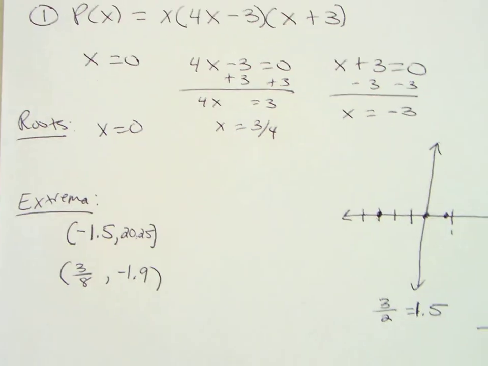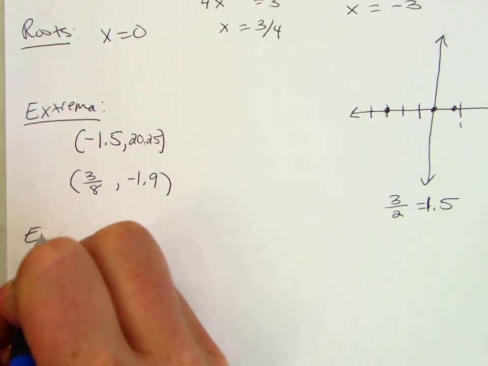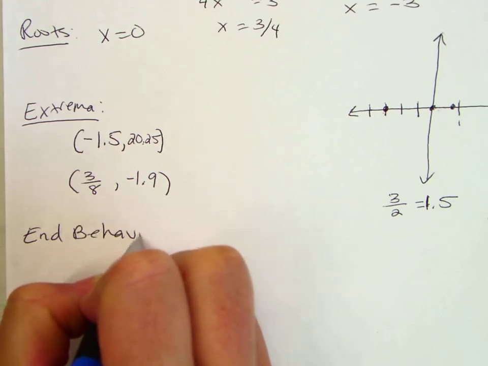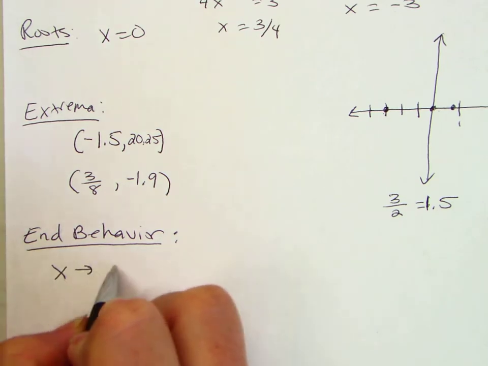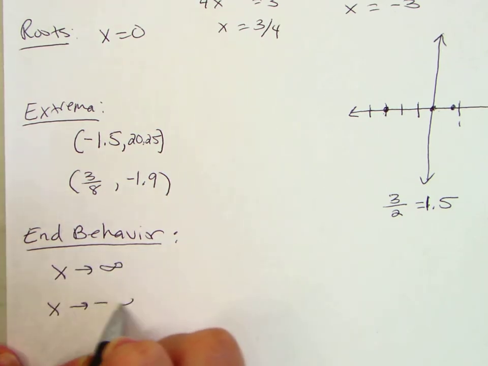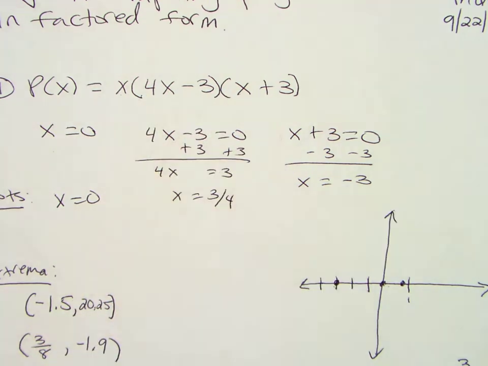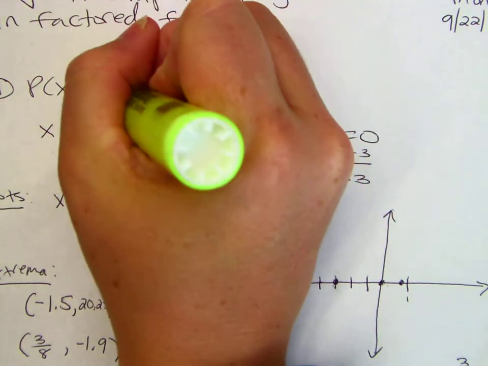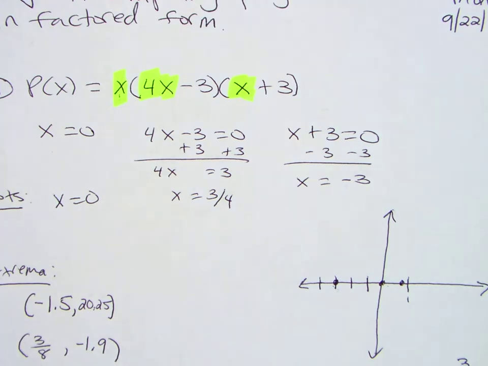The next thing I want to know is my end behavior. My end behavior is what's happening as x gets really big and really small. So as x goes to infinity and to -infinity, what's happening to this graph? I'm going to look at the x's. I have x, I have 4x, and I have x again. Multiply them together, and that's 4x to the third. I'm going to write 4x to the third up here.